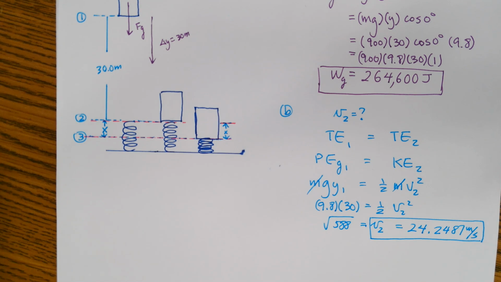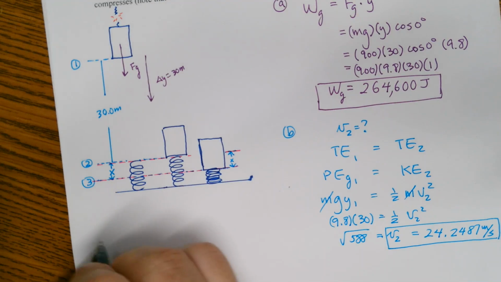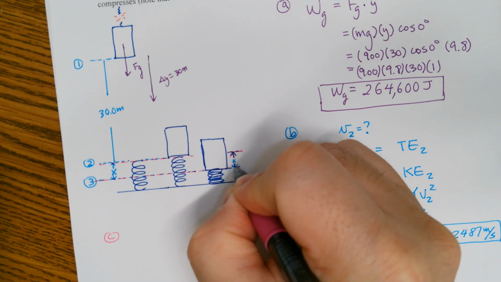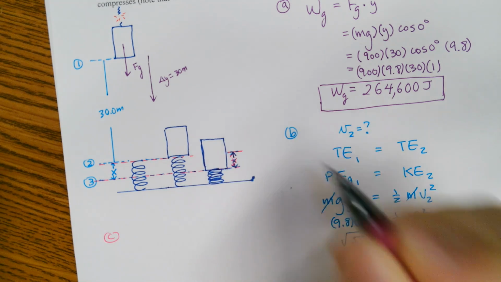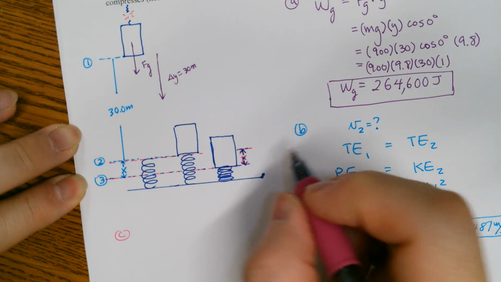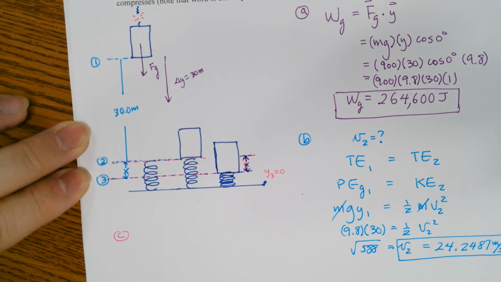Now at position 3. For part C, they want to know the amount of spring compressed. Okay, the amount of spring compressed. So for part C, they want to know how much this position of x is compressed, or how much the spring is compressed, right? So I'm going to consider this to be my 0 now. So this is y3 is equal to 0.